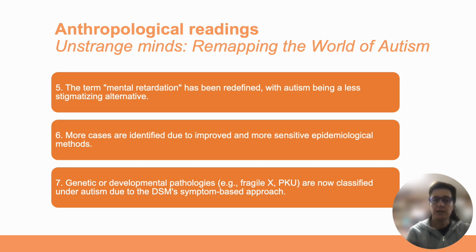Continuing the list. Fifth, the term mental retardation has been redefined, with autism being a less stigmatizing alternative. Sixth, more cases are identified due to improved and more sensitive epidemiological methods. And seventh, genetic or developmental pathologies like Fragile X are now classified under autism due to the DSM symptom-based approach.